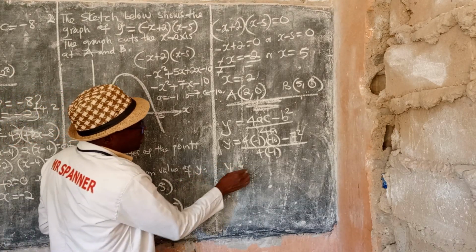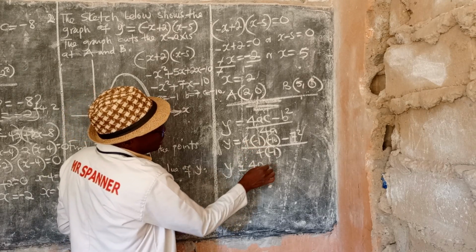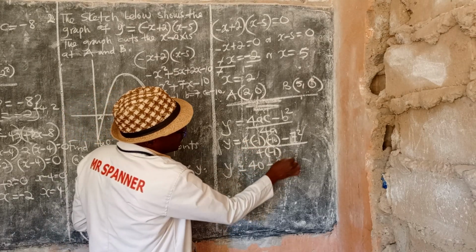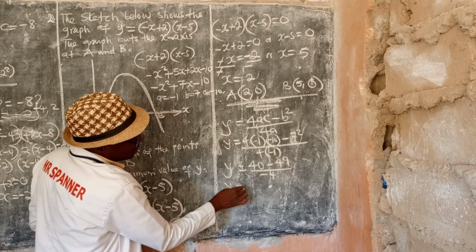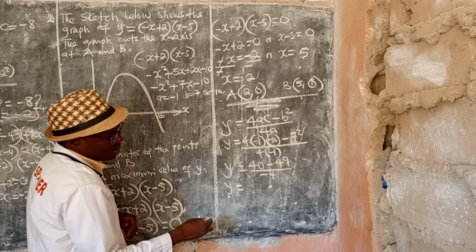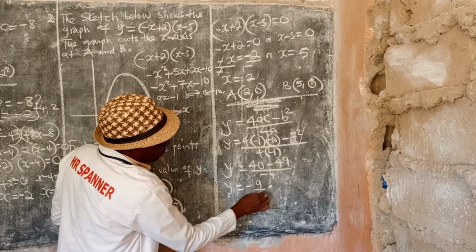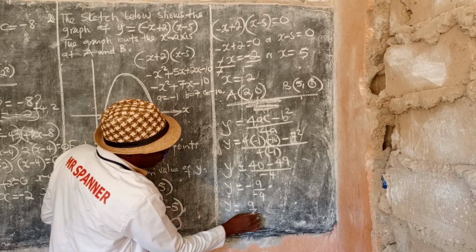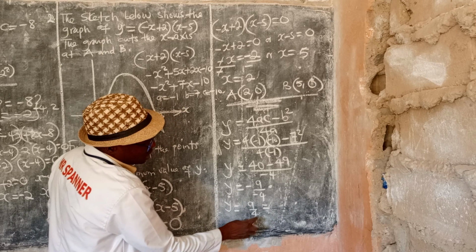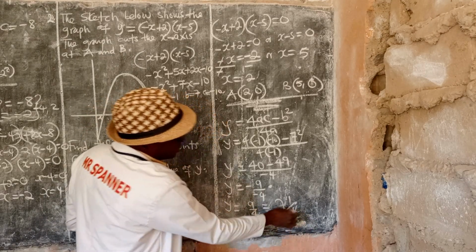Then y is equal to this times this, positive 4, minus 49 over negative 4. Y is equal to 40 minus 49, negative 9, over negative 4, which means y is equal to 9 over 4, which is equivalent to 2 and 1 over 4, as the answer.